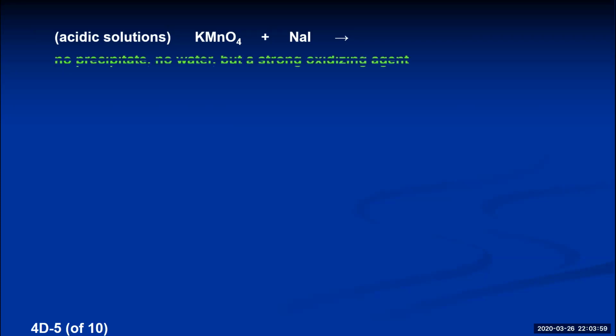Okay, next one. Let's say we are going to mix solutions of potassium permanganate and sodium iodide together, and the solution is going to be acidic. So if we have two compounds, once again, we would switch the partners. You would get potassium iodide and then sodium permanganate. Both of those are salts with alkali metal ions, so they both have to be soluble. So that means we have no precipitate, no water. It's not an obvious reaction occurring, so it must be a non-obvious reaction.